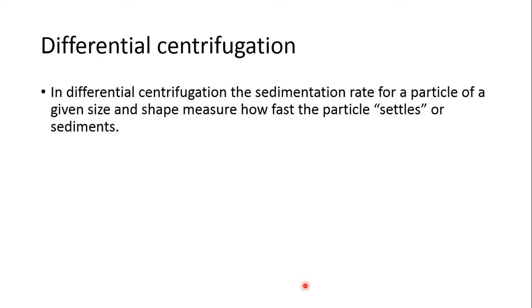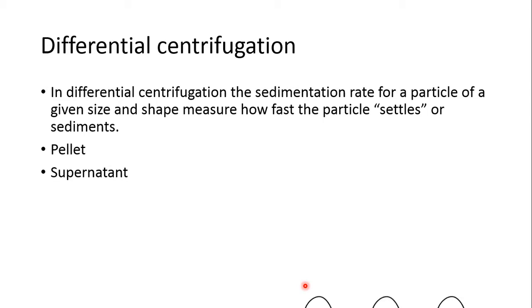Next is differential centrifugation. So what is differential centrifugation? In differential centrifugation, the sedimentation rate for a particle of a given size and shape depends on how fast the particles settle or sediment. If the machine moves faster, then smaller size molecules will settle down. We get two types of layers after this centrifugation: first is the pellet and second is the supernatant.